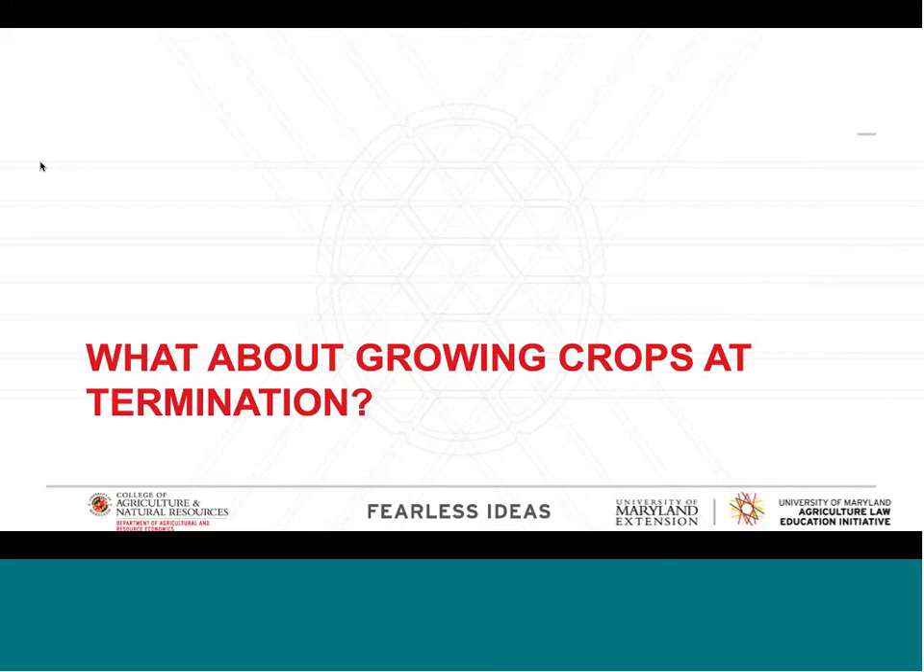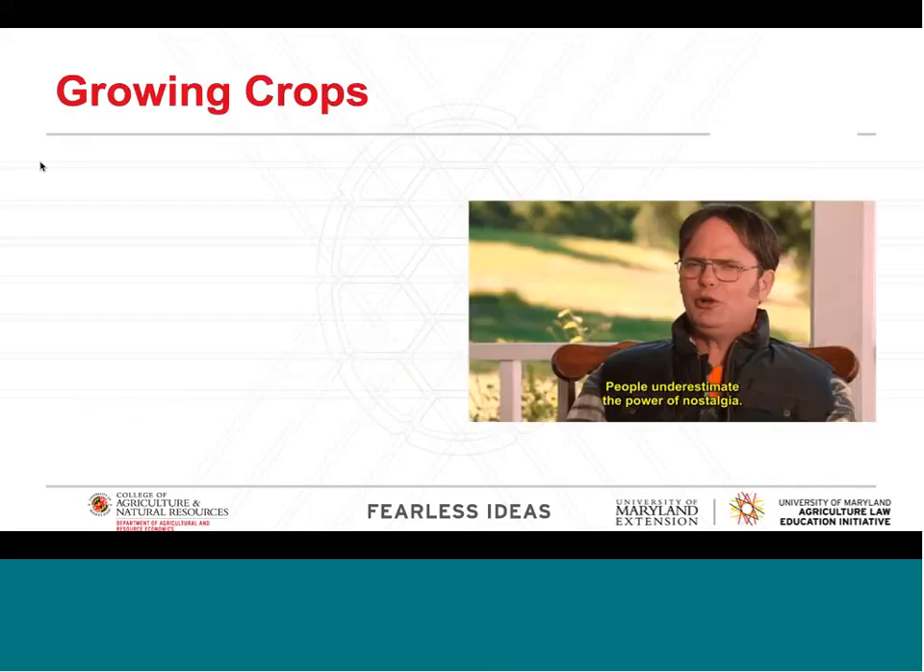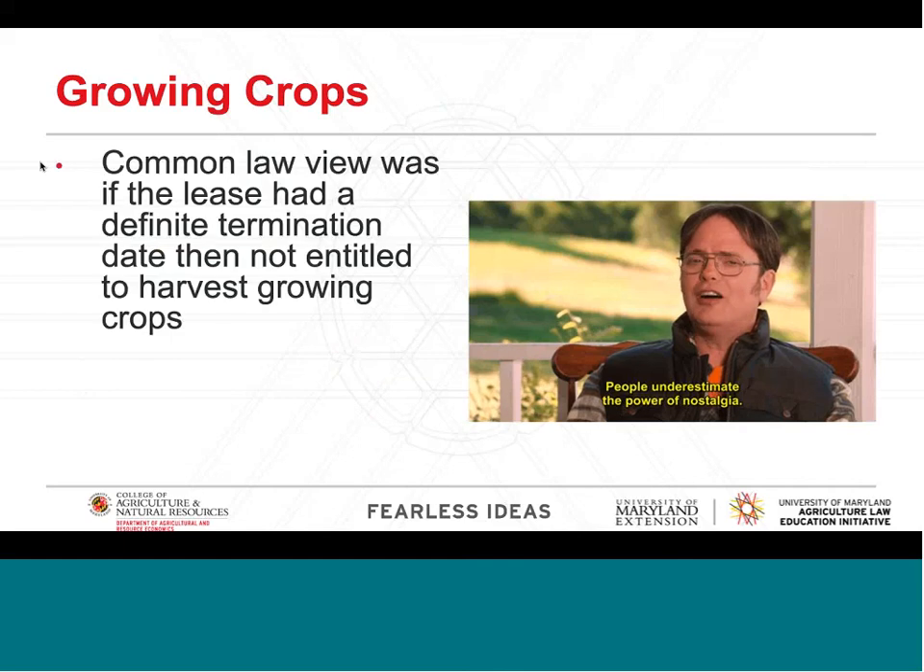What happens if we have growing crops at termination? This is an issue that pops up. The common law view was if we had a definite termination date, then you weren't entitled to growing crops. Going back to the earlier examples, example 1 that ran for 1 year, January 1 to December 31st, that's a lease with a definite termination date. If you were to go in and plant something to be harvested later in the next year, you knew the date, you shouldn't have planted it, you've got to follow the process, you don't get the crop.